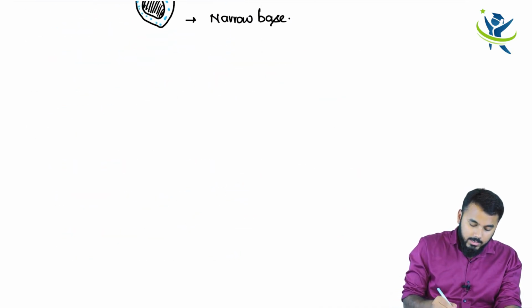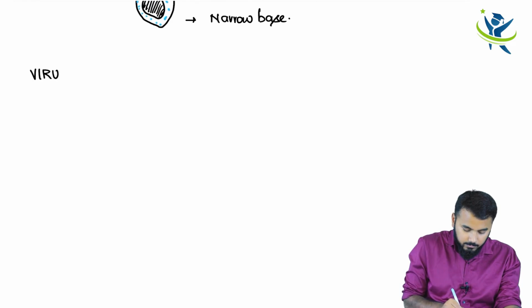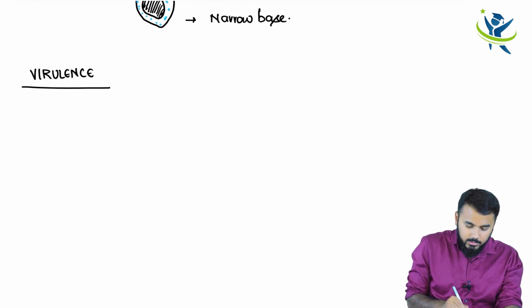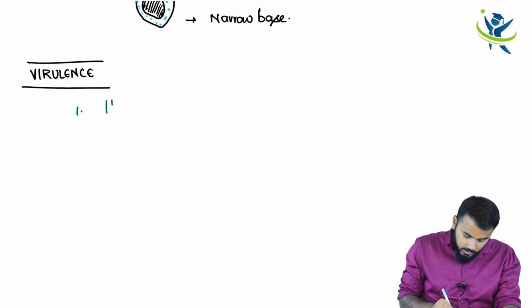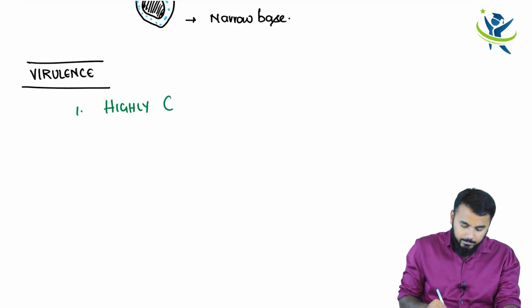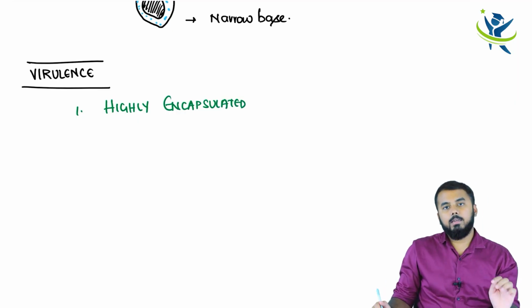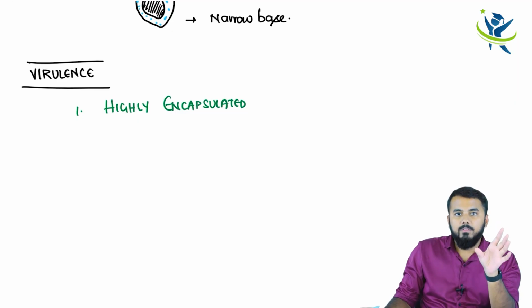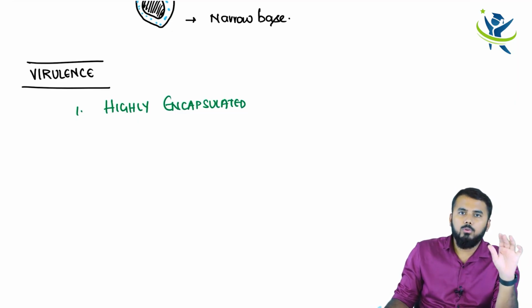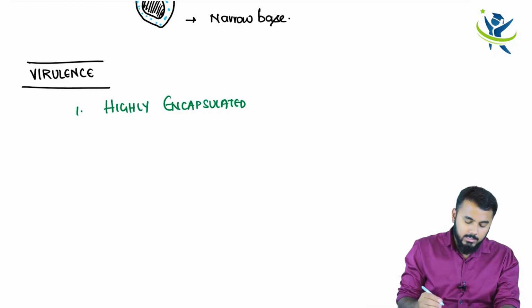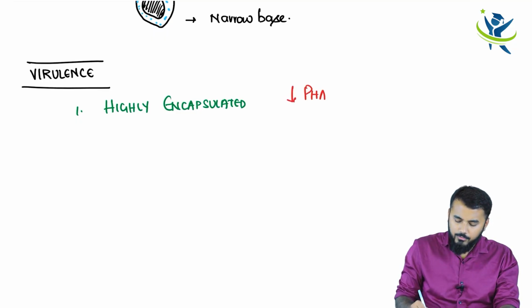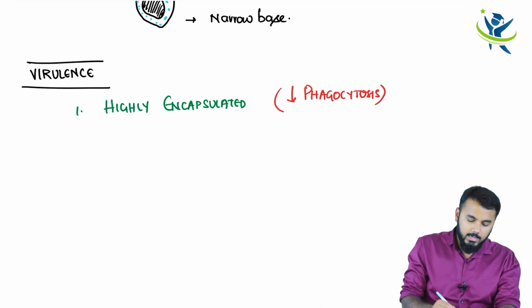Now let us look at the virulence factors. What are the important virulence factors? The first important one is that it is highly encapsulated. When I say it is encapsulated, the capsule helps in preventing phagocytosis. Whenever there is a thick capsule, phagocytes cannot eat it up, cannot attack. So highly encapsulated means there will be decreased phagocytosis or no phagocytosis. Capsule prevents phagocytosis. Keep that in mind.